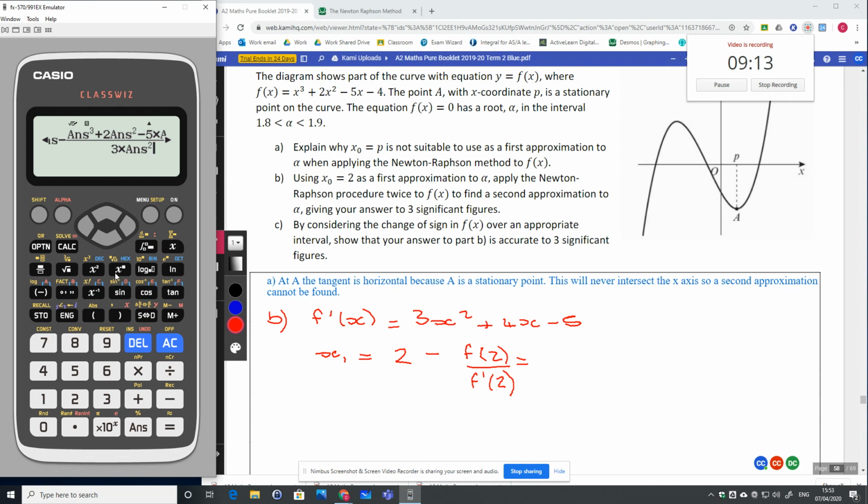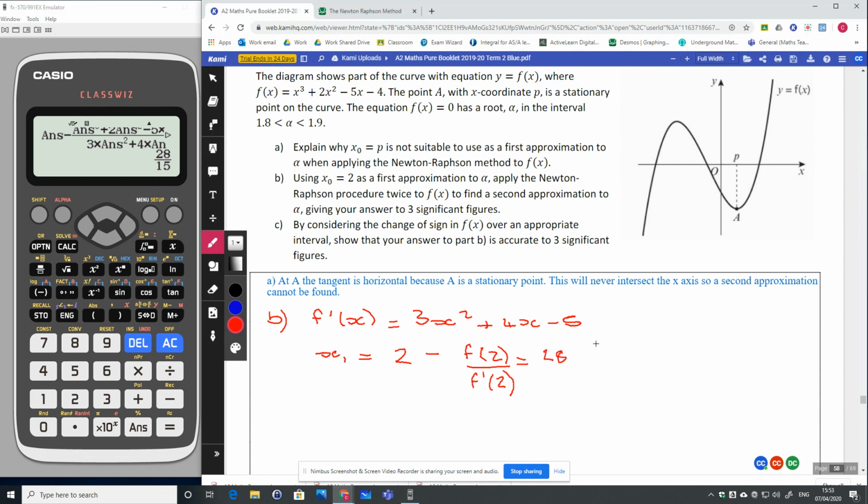If you're not going to go through the process of typing all this in, what I would suggest is that you watch out for that minus sign in the middle. So do be careful with that, because calculate this first and then do 2 minus that. So we've got 28 over 15 as our first value. Notice in the question it is asking for us to give it to 3 significant figures.